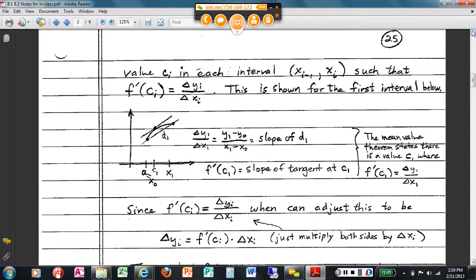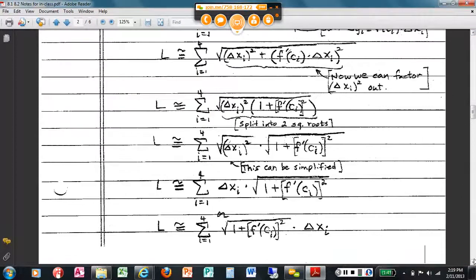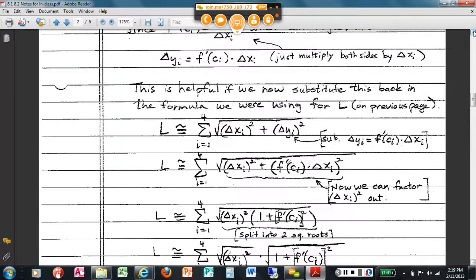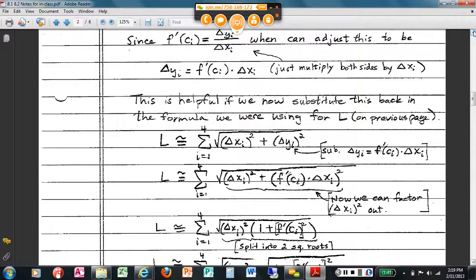Okay? Why do I want that? Well, I'm going to use that and replace delta y. So that can be replaced in any function whatsoever. So here's where I was. There's some function here. For any function, I can make this substitution. So I'm going to substitute this right here for my delta y sub I.